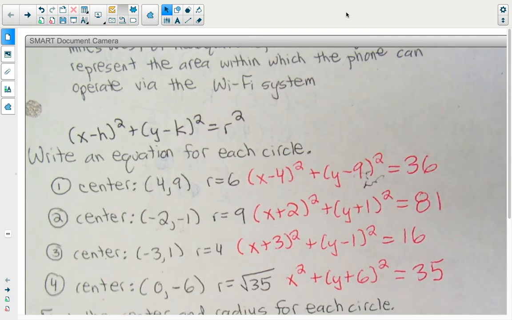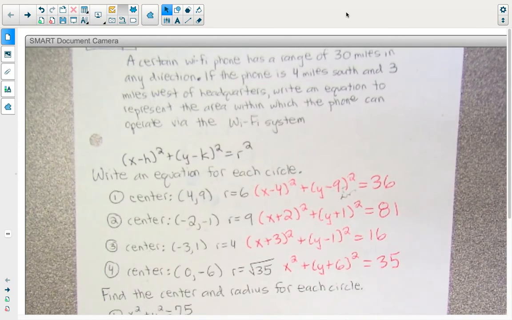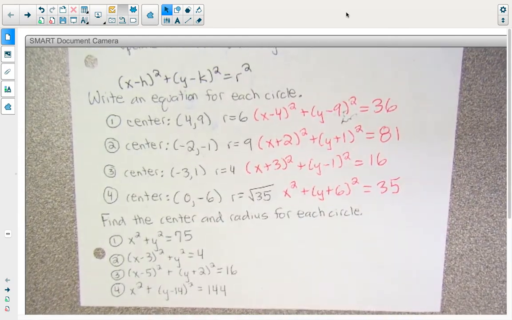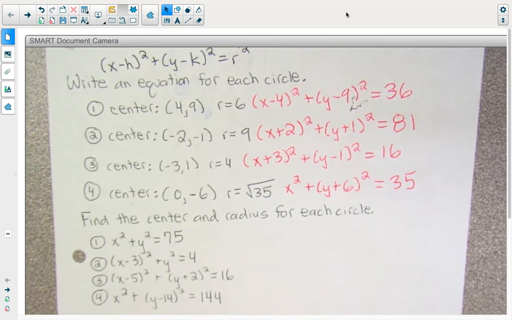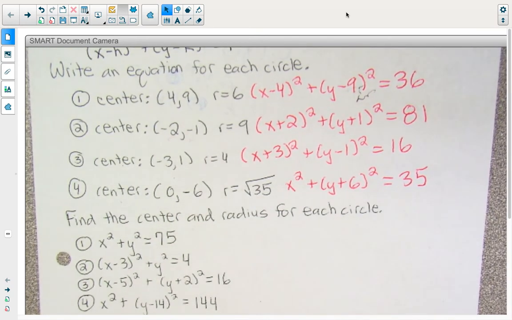Now I'm going to flip it. So for these examples, I gave you the center and the radius, and we created the formula. Now I'm going to give you the formula, and we're going to backtrack and figure out what the center was, and then what the radius was. So we're working backwards. I'm giving you the formula. We're going to find the center and the radius.